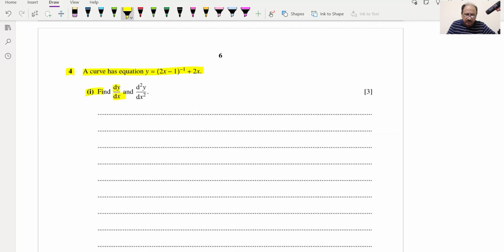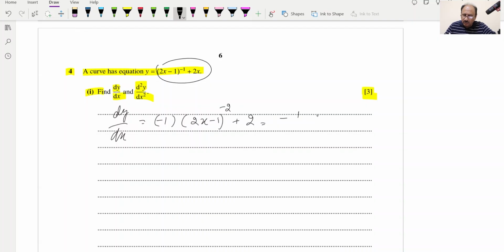This one, find the first order derivative and second order derivative. For the first order derivative, we can pull the power first, and then (2x minus 1) raised to the minus 1 will be minus 2, plus the derivative of 2x, which will be 2. This will be our first order derivative, and because this is a power of minus, we can rewrite it as minus 1 over, in denominator format, (2x minus 1) squared, plus 2. This will be the first order derivative.